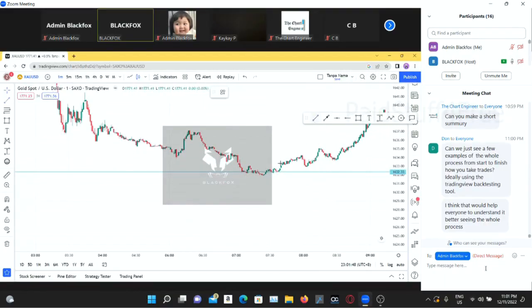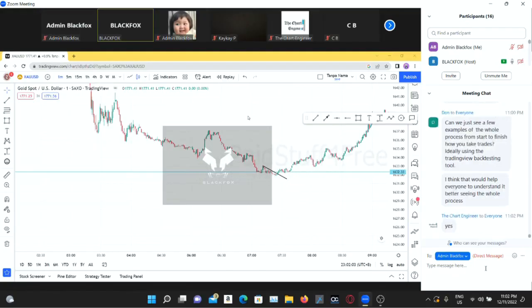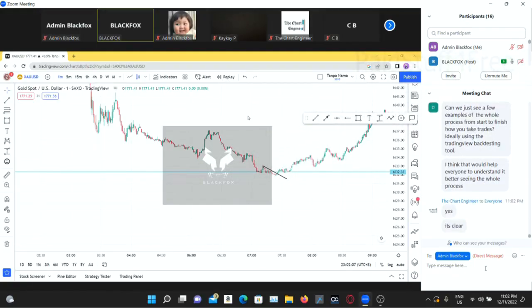Breakout and instant, breakout and instant. Is that clear, chat engineer? Can we just see a few examples of the whole process from start to finish?